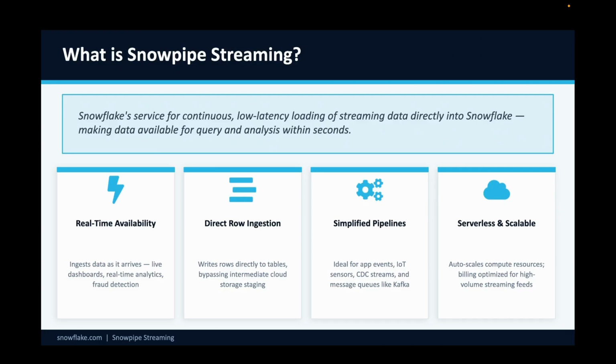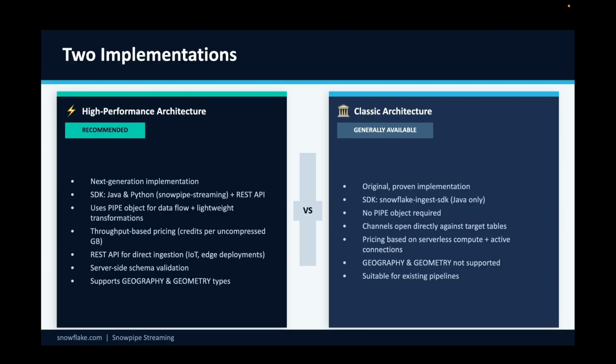It is serverless and scalable. It auto scales compute resources, and billing is optimized for high volume streaming feeds. Snowpipe streaming is a serverless compute engine that would help to ingest the data in real or near real time. Two kinds of implementations are currently available from Snowflake. One is high performance architecture, which is recommended to use. The second one is classic architecture, which is generally available and is an older pattern.